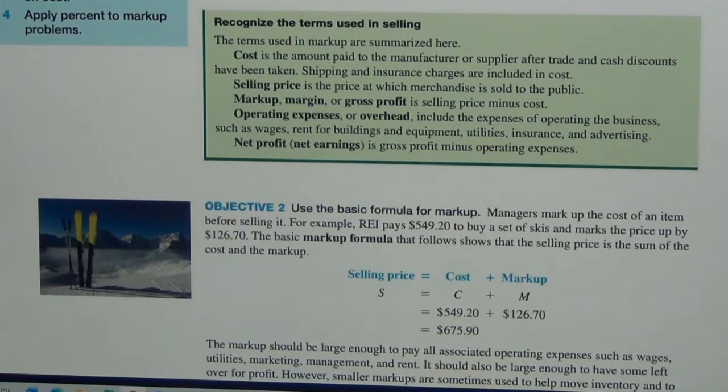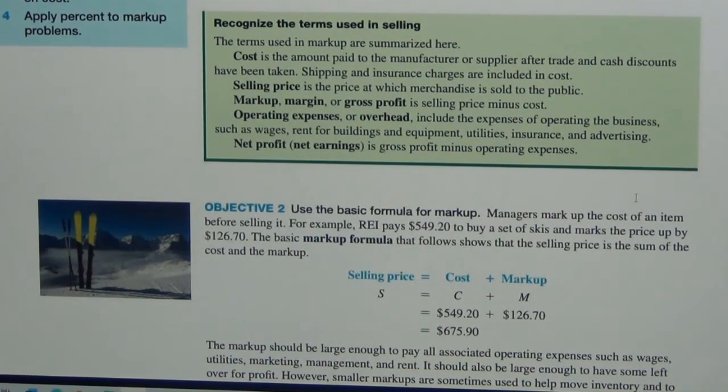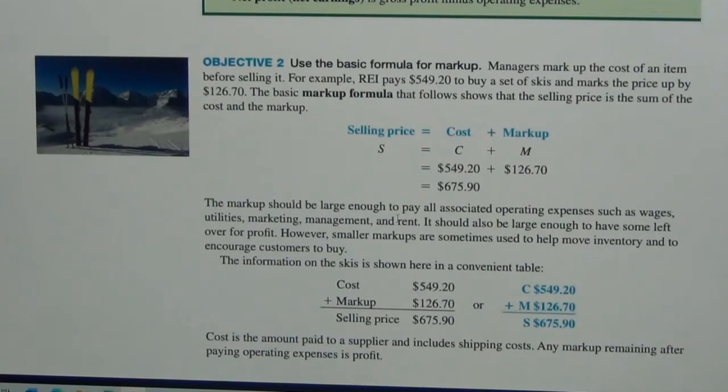The example here is that managers mark up the cost of an item before selling it. For example, REI pays $549.20 to buy a set of skis and marks the price up by $126.70. So based upon the information we have, $549.20 is the cost of the item. We're going to add a markup to that so that the company can cover its expenses plus maybe make a little bit of money off of it in terms of profit. So they take their cost, add the markup to it, and that equals the selling price.